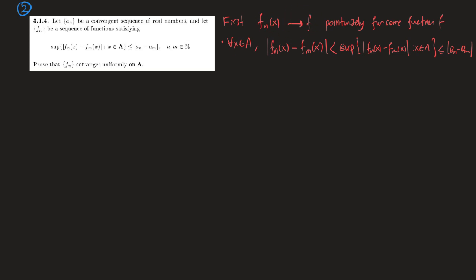So at each x, it approaches some real number. So if you collect them up and create a new function, called f of x, then it is your pointwise limit. Okay, this is finished. You can prove it. It's not our main job to prove it is pointwise or not.